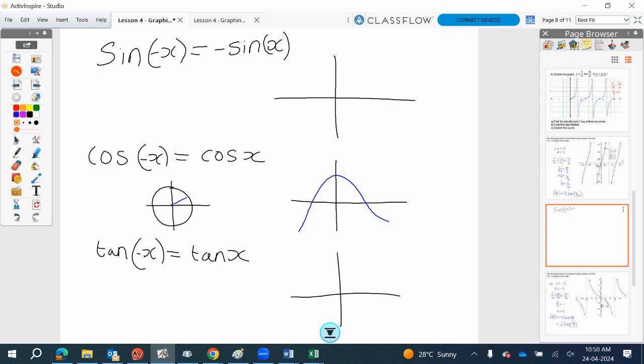You can see this in the unit circle like this. So this is theta and this is minus theta here. And they have the same cosine value. That's the same as this one.